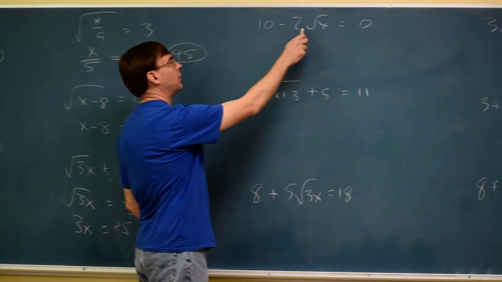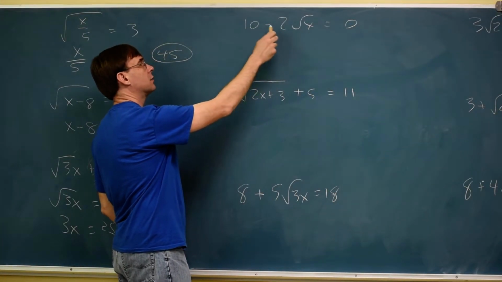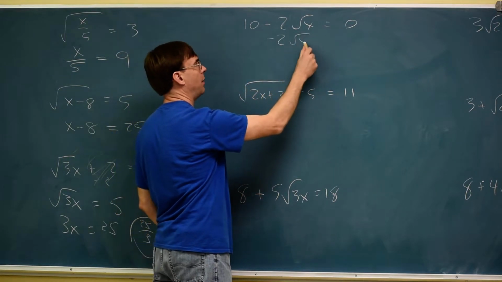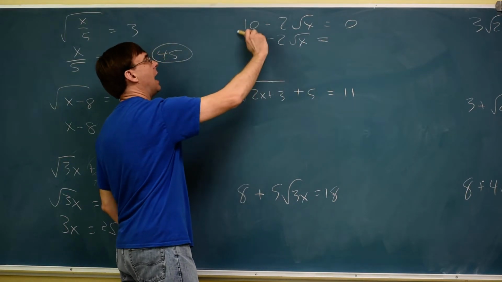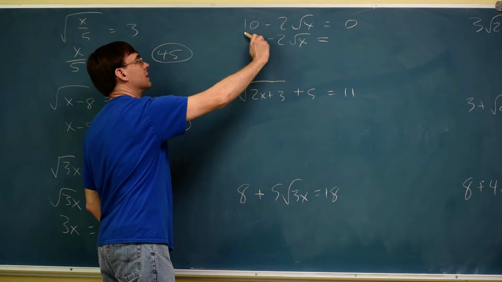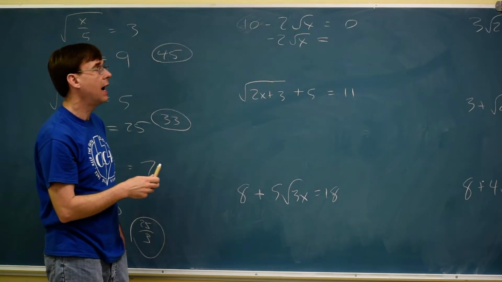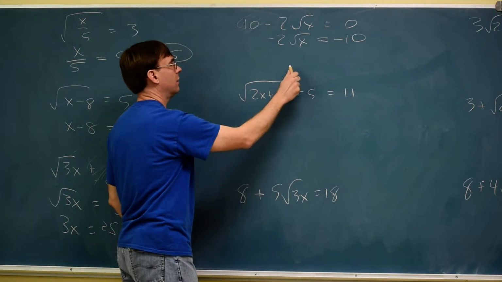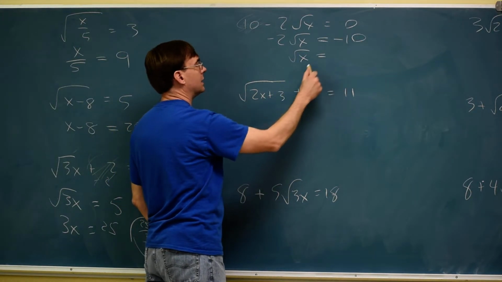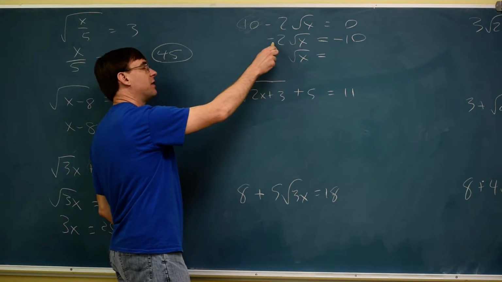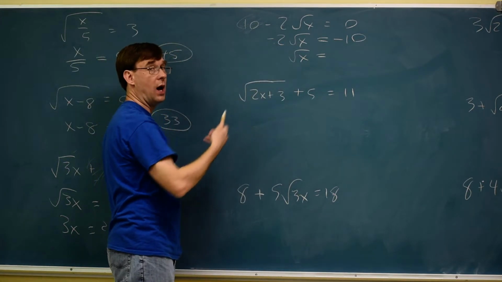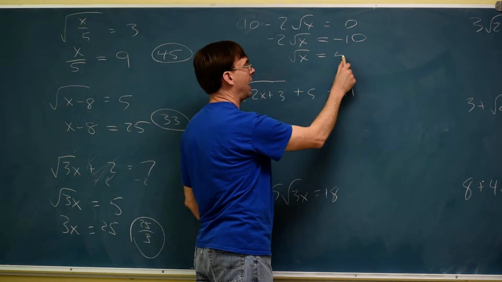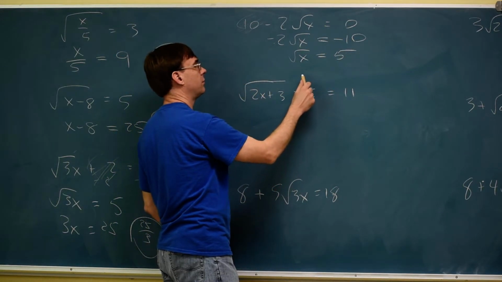For this, we need to do 2 opposites. We always save the multiplying, dividing stuff for last. So I'm going to leave that alone. I need to get rid of the 10. Since it's a positive 10, I'll subtract 10. Subtracting 10 over there makes us a negative. To get the root alone, I'd have to divide. Since this is multiplying, I'll have to divide. Negative 2 into negative 10 is a positive 5.